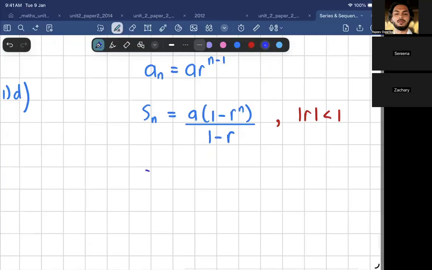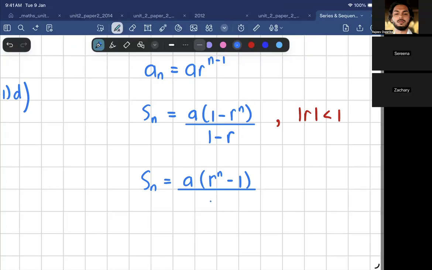Then there's another formula for S of n, and the only difference actually is just switching it around. So it will be r to the power n, minus 1, all over 1 minus r. Nah, you're switching it around.